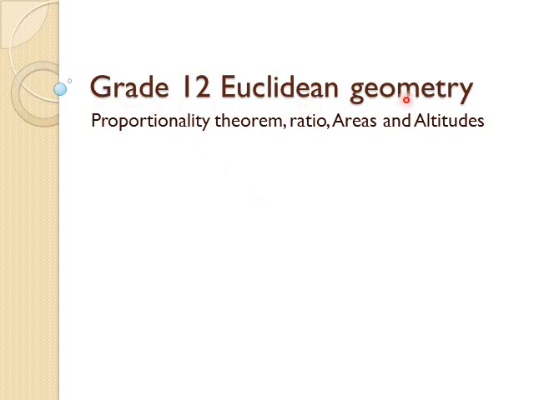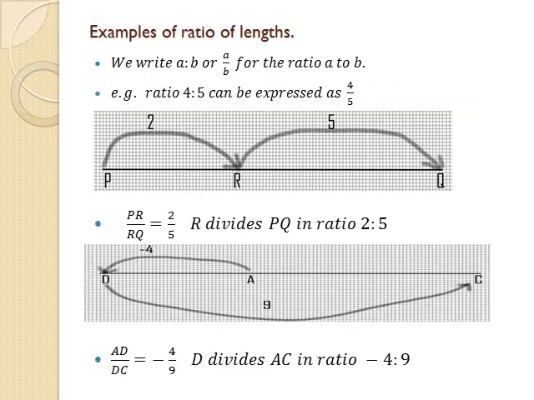Now we're looking at grade 12 Euclidean geometry. Specifically, we'll be looking at ratio, areas, altitude, and the proportionality theorem. If we look at ratio and proportion, you should know that if I write A is to B or A over B, then I'm reading ratio A to B. So a ratio 4 to 5 can be expressed as 4 over 5.